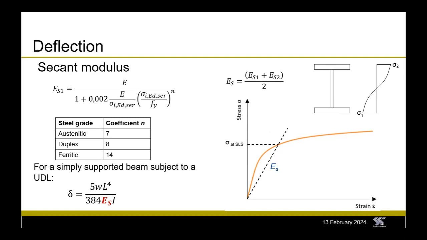So for the range of stresses for which this method is applicable, the deflection of a beam that is made out of austenitic stainless steel will be up to 15% larger than if the beam is made out of carbon steel. And for duplex stainless steel, the deflection can be up to 5% larger.